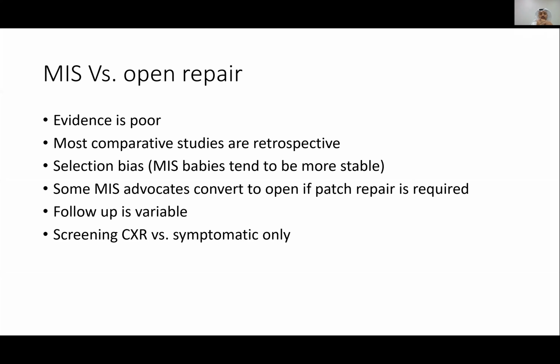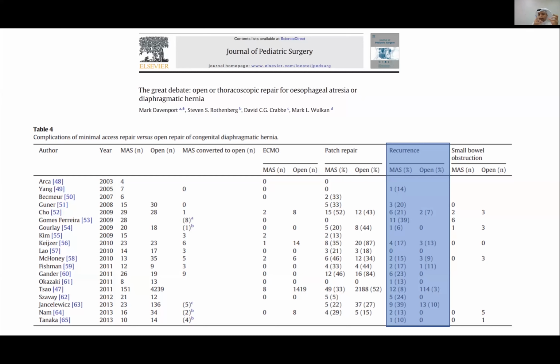This is a good paper that I recommend all of you to read. If you want to answer the question about diaphragmatic hernia MIS versus open, basically it's the debate between advocates of each technique. But in general, I highlighted here the recurrence rate for MIS versus open, and as you can see, MIS is clearly associated with a higher recurrence rate.